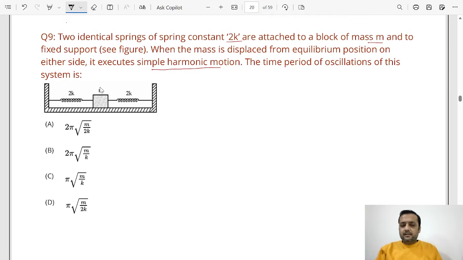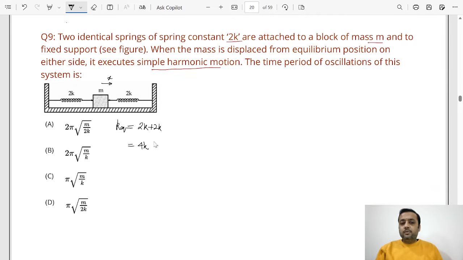How do we understand parallel? If you move the block, then the end points of both the springs should move by the same amount. So look, if you are moving the block by distance x, then this point is also going to move towards the right by distance x, and this point is also going to move towards the right by distance x. So that is the condition for parallel, that both these springs should have the same displacement. In that case, we know that k equivalent will become k1 plus k2, which means 2k plus 2k.